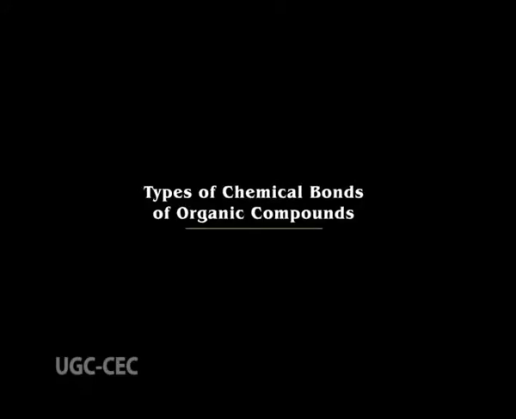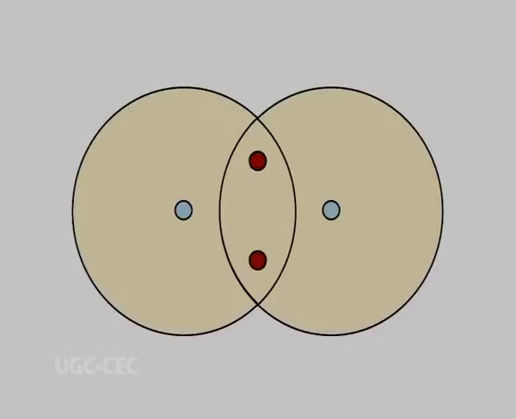Now we will discuss the bonds involved in the formation of organic compounds. Types of chemical bonds of organic compounds. It can be noted that the bonds formed in organic compounds are exclusively covalent bonds. It can be recalled that covalent bonds are formed by sharing of electrons among the combining atoms.